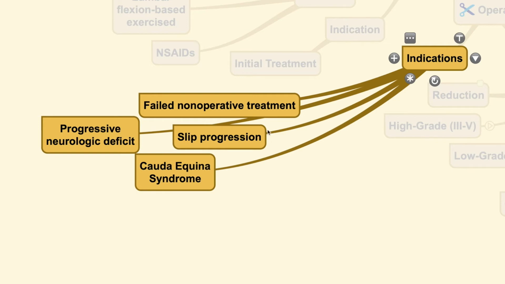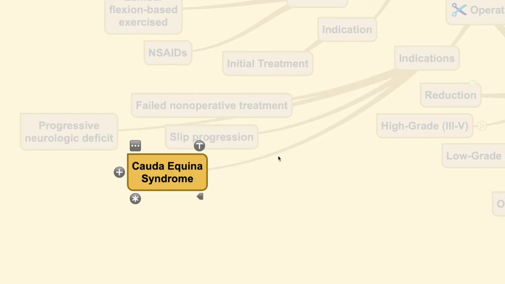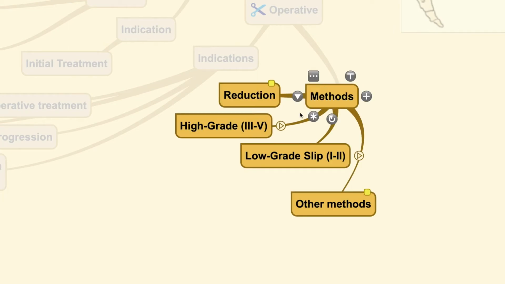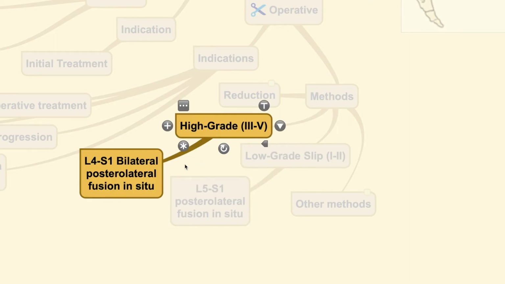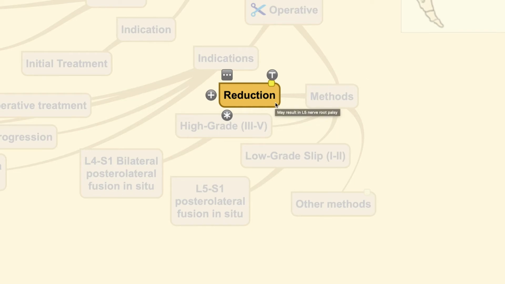Surgery is needed in cases of failed non-operative treatment, in cases with progression of the slip that is evident from the X-rays, and also patients presenting with an emergency such as neurological deficit or cauda equina syndrome. The methods of treatment are most likely the same, because low-grade slip can be treated with direct posterolateral fusion in situ, and high-grade slip can be treated with posterolateral fusion up to the L4. Always remember that reduction in a high-grade spondylolisthesis is quite dangerous because it carries the possibility of an L5 nerve root traction injury if performed.